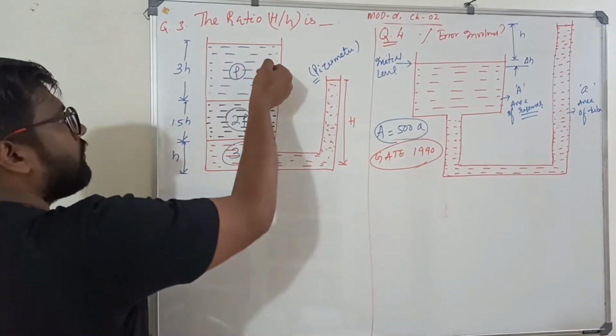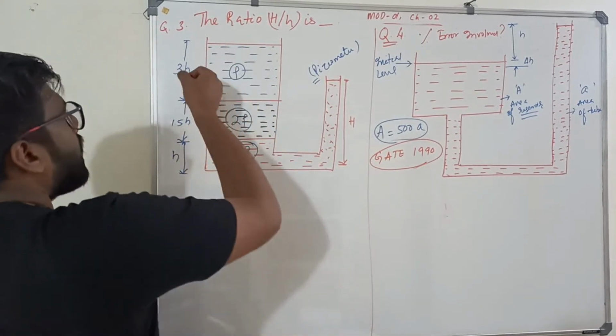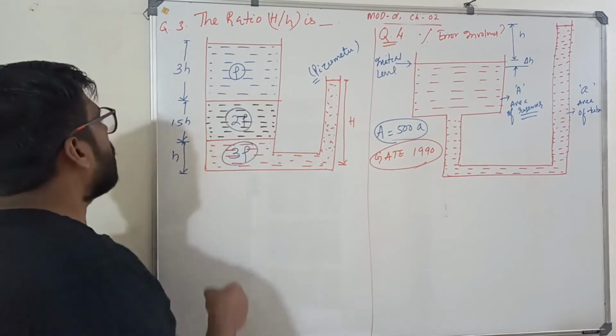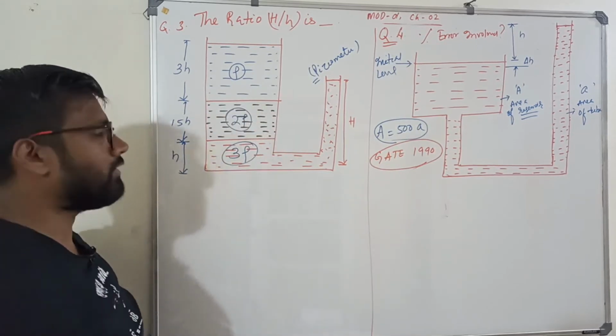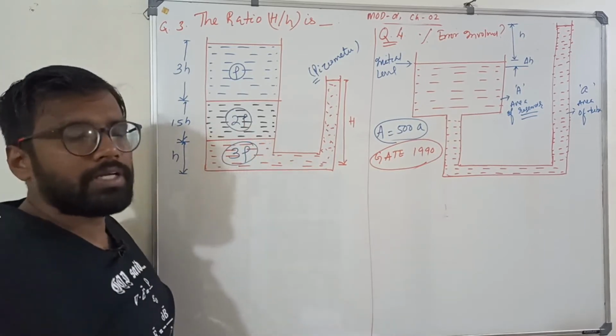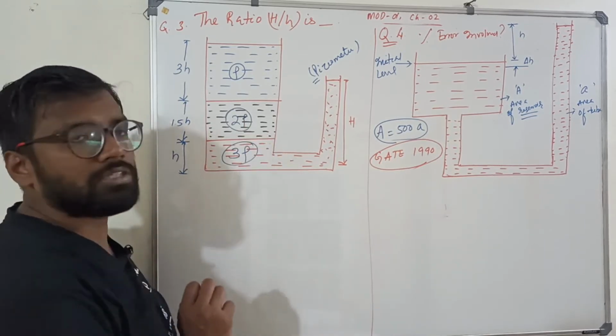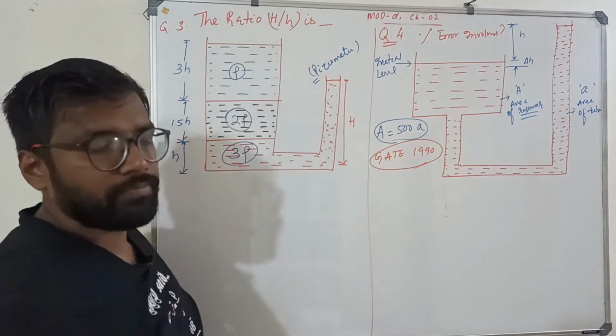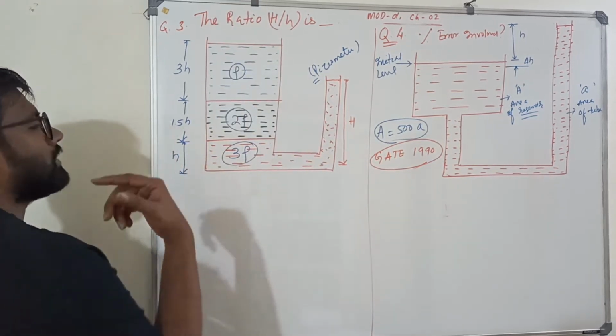One fluid has a density of rho and height of 3h. The middle fluid has a density of 2 rho and height of 1.5h. The bottom fluid has a density of 3 rho. It's the densest fluid, so as the density decreases, they float on each other. So 3 rho, and it has a height of h.